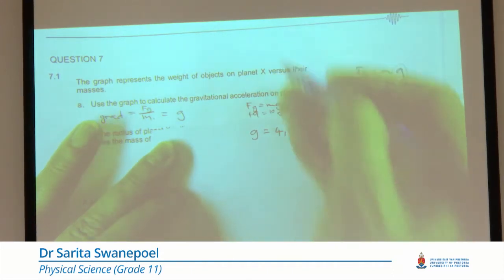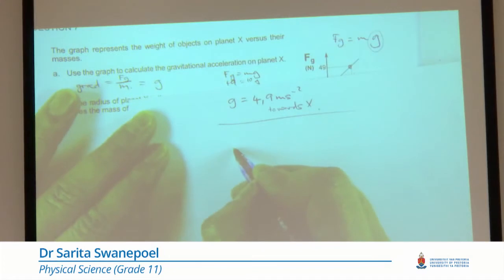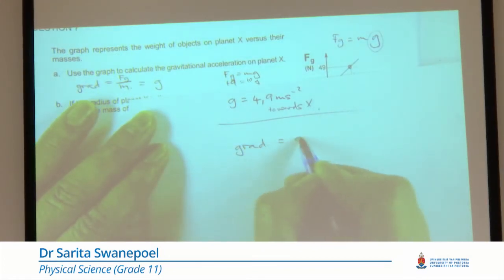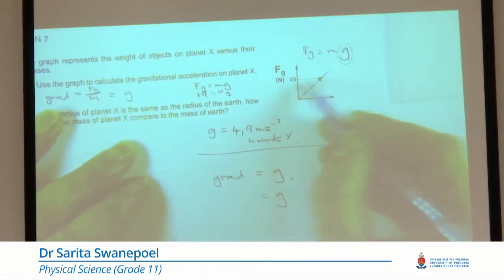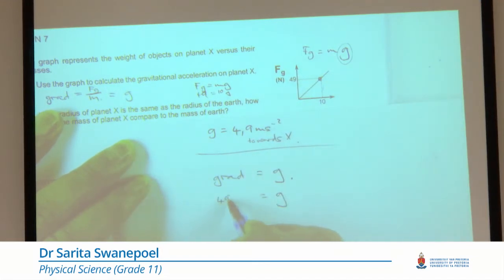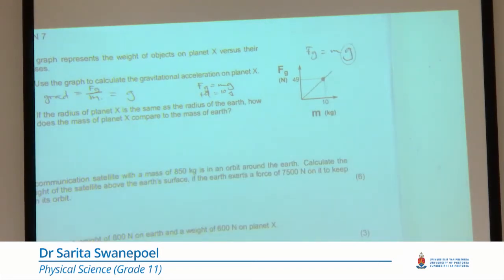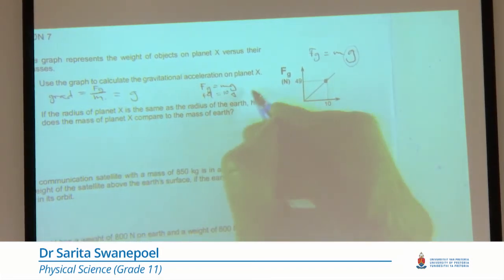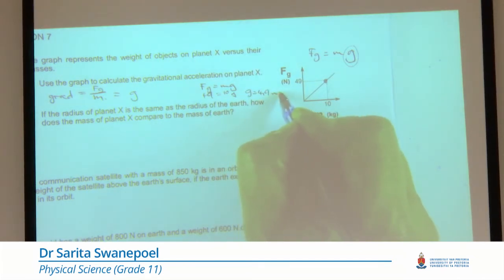So that is if you want to put it into the equation. Or you could have preferred to say, I now know the gradient is equal to g. And how do I work out gradient? Gradient is the final y value minus the initial y value divided by the final x value minus the initial x value. And that would have given you the same, 4.9 meters per second squared, and that will be towards x. Everyone happy?